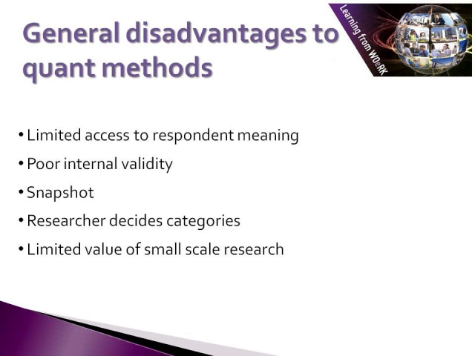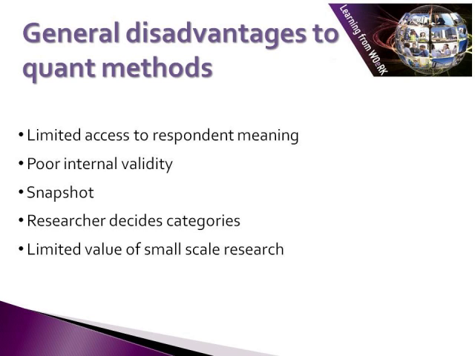Disadvantages to quantitative methods are about things like limited access to respondent meaning. So we are looking at a very limited set of information. We're not looking at collecting the rich data. This can also mean that it leads to poor internal validity because we're not exploring the full story from people.